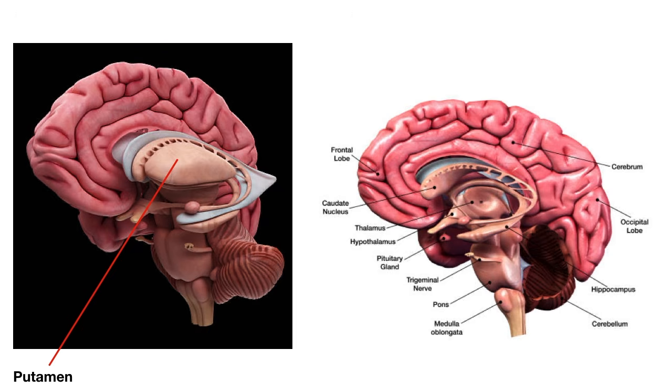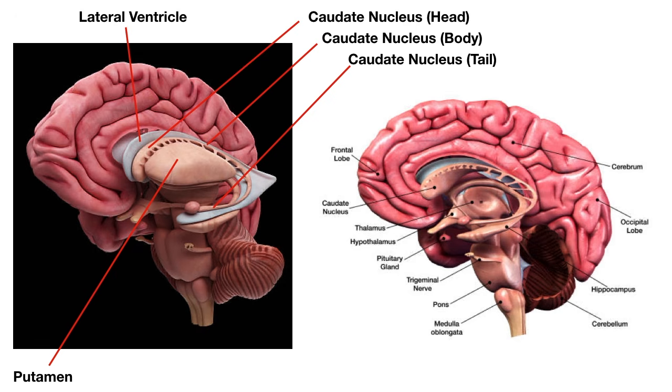So if we look at the image on the left, we can see the lateral ventricle shown in gray. We can also see the caudate nucleus. It's shaped like a C and it follows the shape of the lateral ventricle closely. And the caudate nucleus has a head in the front, a body in the middle, and a tail at the bottom. And now we can see that the floor of the anterior horn of the lateral ventricle is formed by the head of the caudate nucleus.